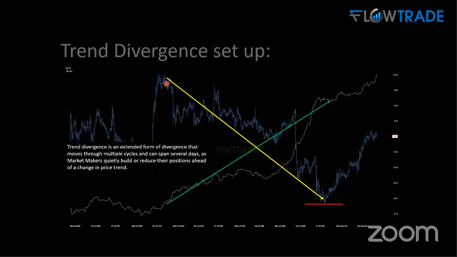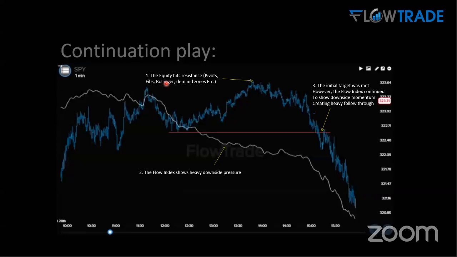I don't know if you guys trade BABA, but yesterday BABA got wrecked, and there's a big reason why it did that, and I'll show you that here in a little while. So the next one is a continuation play. I actually took this trade, and it was great.